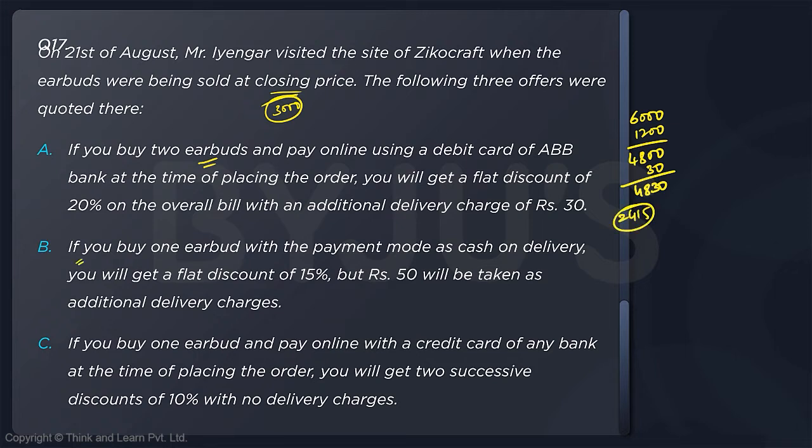Second, if you look at the second option, if you buy 1 earbud with the payment mode as cash on delivery, you will get a flat discount of 15%. So if it is 3000 rupees, 15% on 3000 is 450. So this is going to be 2550. This is the price for the second one. And if you buy 1 earbud and pay online with a credit card of any bank, you will be getting 2 successive discounts of 10%, which means you're starting with 3000. First discount is 300, so which means 2700. Next discount is 270. So this should be 2430. So these are the three prices available, three options available to you.